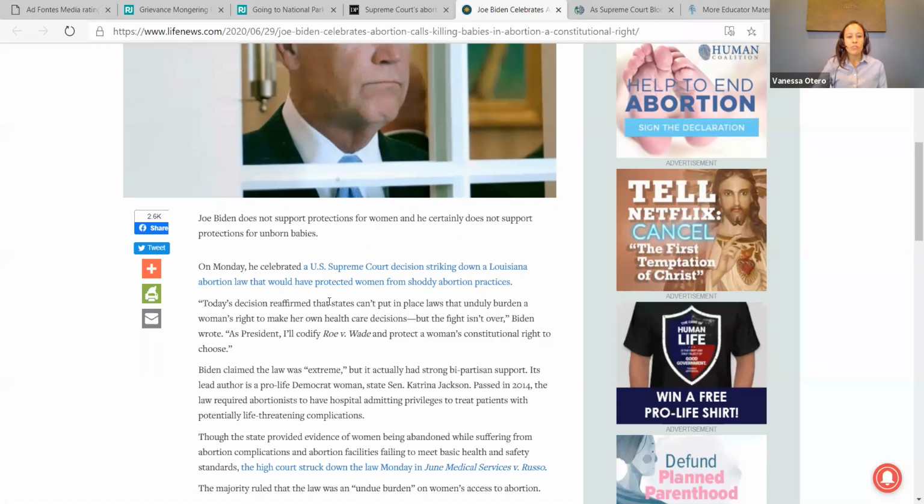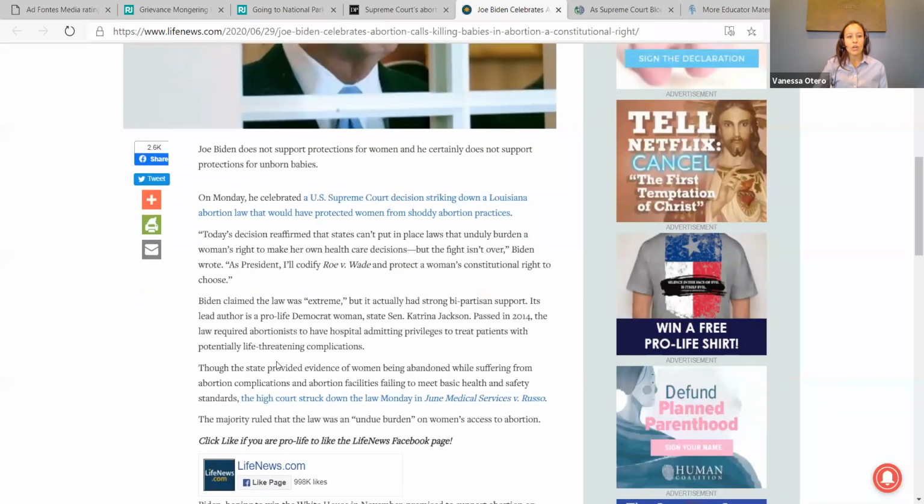Today's decision reaffirmed that states can't put in place laws that unduly burden a woman's right to make her own healthcare decisions. But the fight isn't over, Biden wrote. As president, I'll codify Roe v. Wade and protect a woman's constitutional right to choose. Biden claimed the law was extreme, but it actually had strong bipartisan support. Its lead author is a pro-life Democrat woman, State Senator Katrina Jackson. Passed in 2014, the law required abortionists to have hospital admitting privileges to treat patients with potentially life-threatening complications.